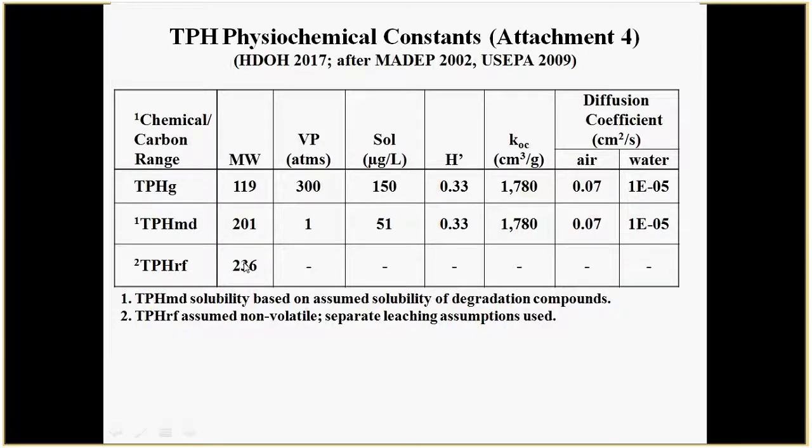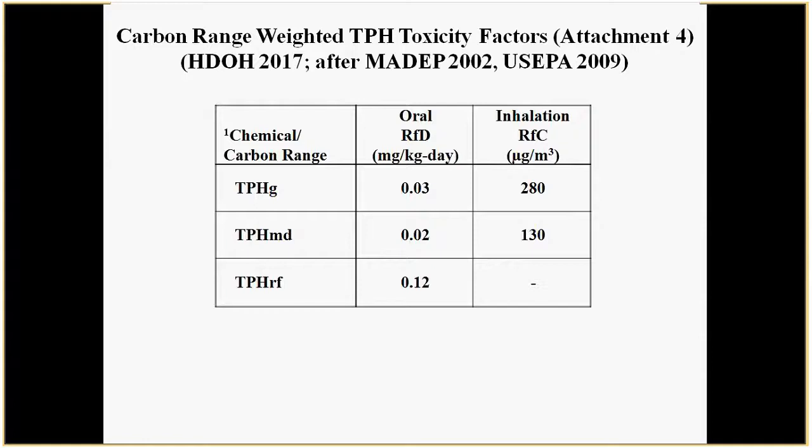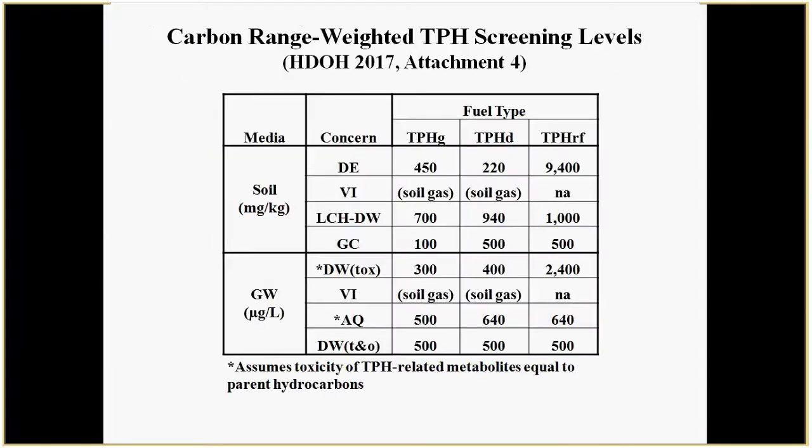We can calculate weighted toxicity factors for gasolines, middle distillates, and residual fuels, again based on this carbon range makeup, and come up with a weighted reference dose for each of these fuel types, and a weighted inhalation reference concentration for each of these. And then using this in the same way we do for benzene, we did for carbon range, we can calculate carbon range weighted TPH screening levels. So now you just get one number for TPH gasoline, one for diesel. And these can be really useful in screening sites, initial investigation, or even cleanup.